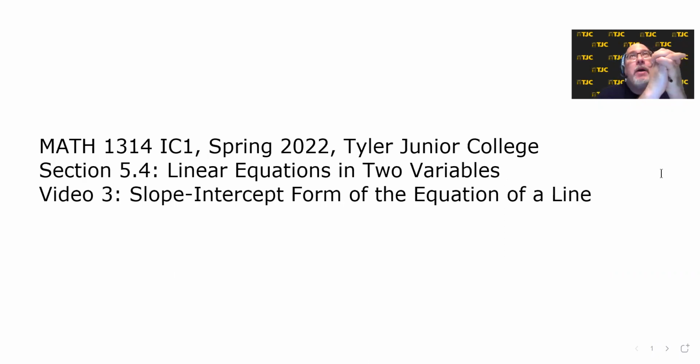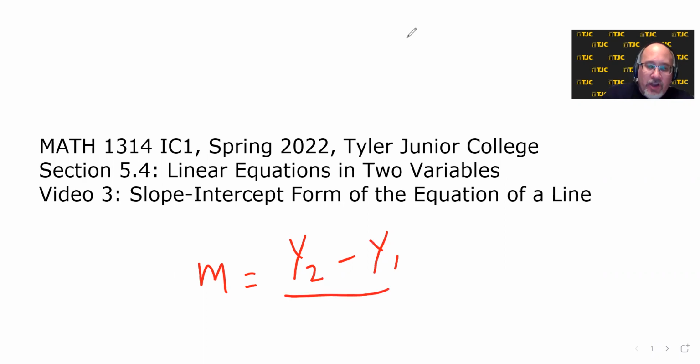So far, we've talked about the slope of a line, which can be interpreted as rise over run. There's even a formula for it. Just a reminder, the formula for slope is m equals y2 minus y1 over x2 minus x1. And we will be using that at some point during this video.